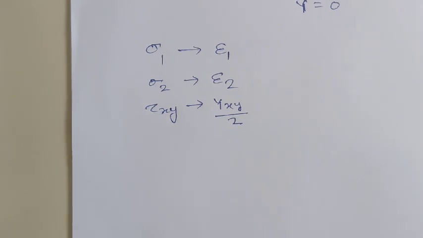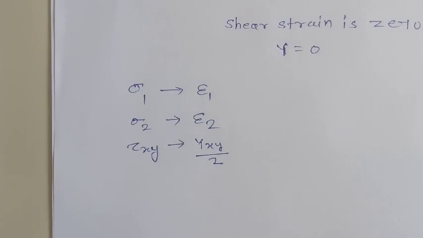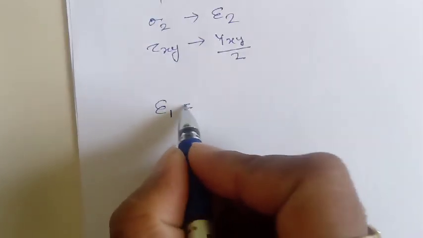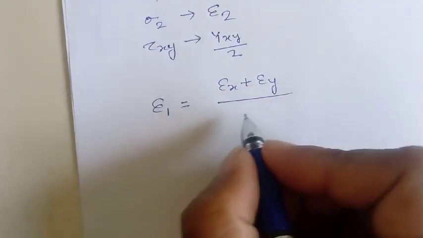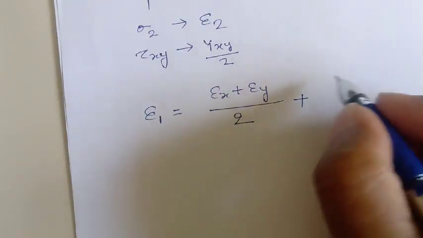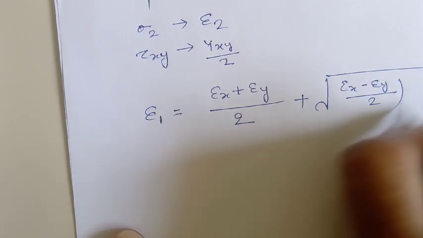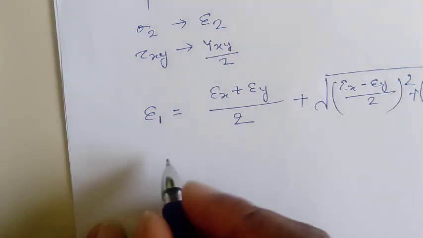All the formulas are the same, and if you replace these things, the formula will be applicable for the principal strain. Similarly, the major principal strain is denoted by epsilon 1, and it is epsilon x plus epsilon y by 2 plus root under epsilon x minus epsilon y by 2 whole square plus gamma xy by 2 whole square. This is the formula for the major principal strain.